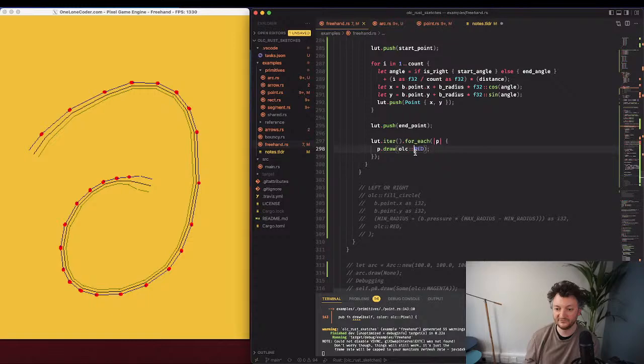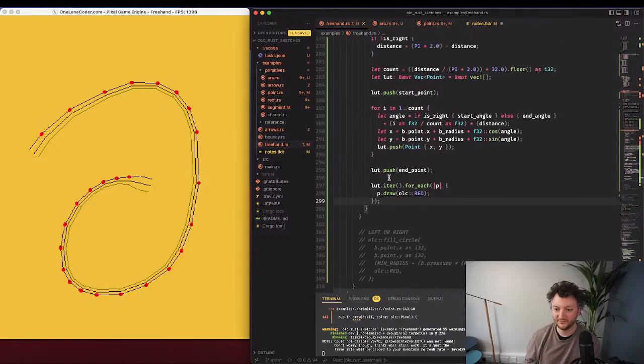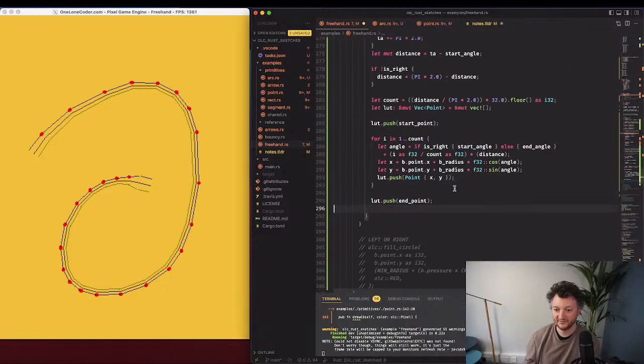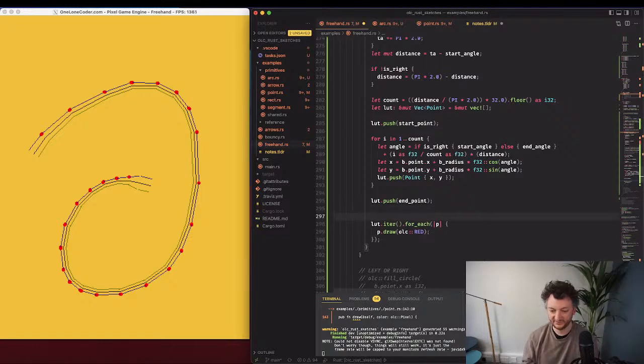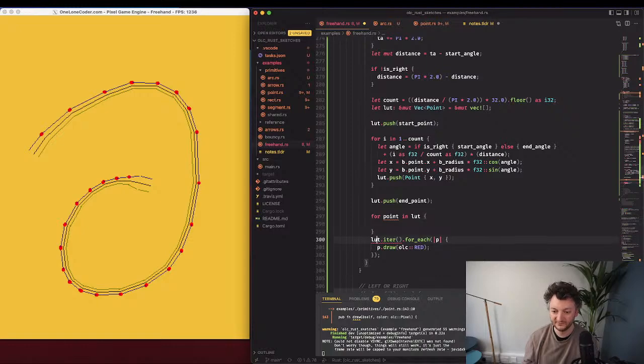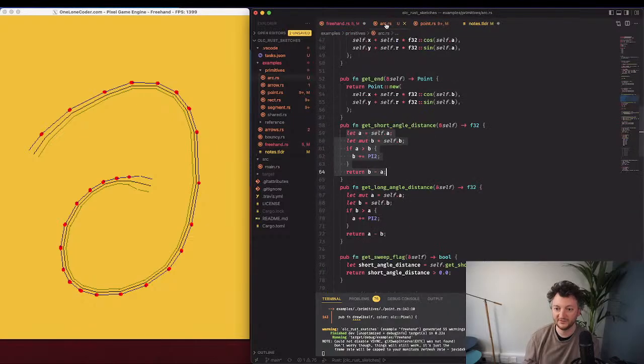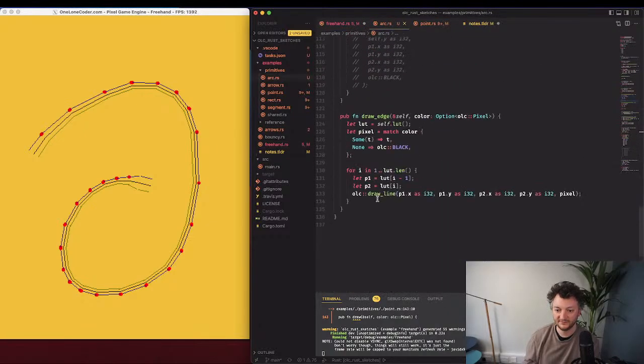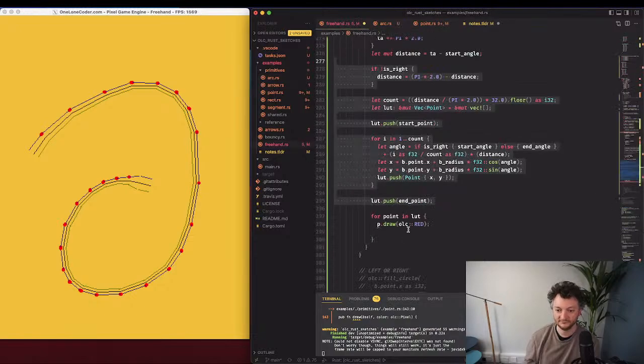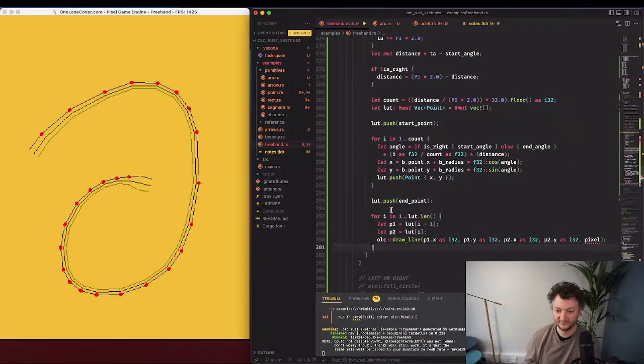And then instead of drawing this, I want to say for point in lookup table. Or hold on a second, where do we do it in arc? Basically want to do this.